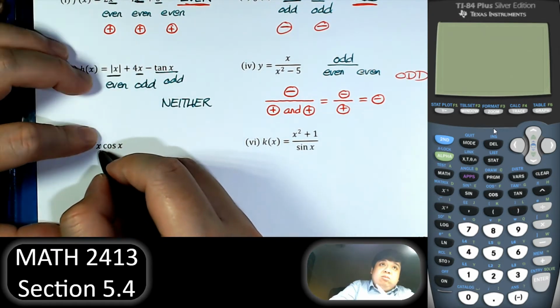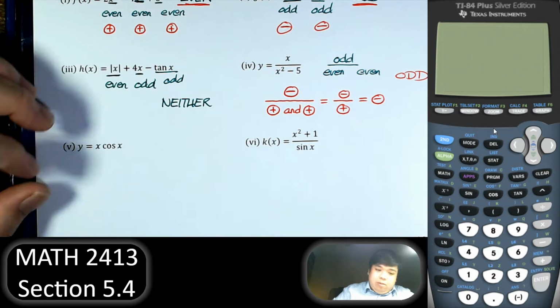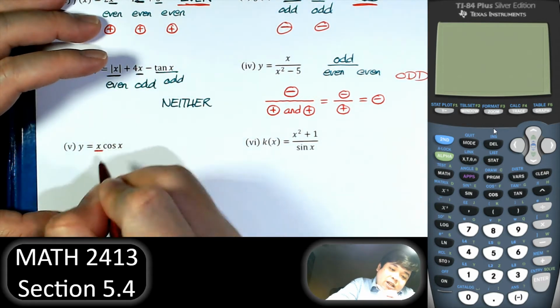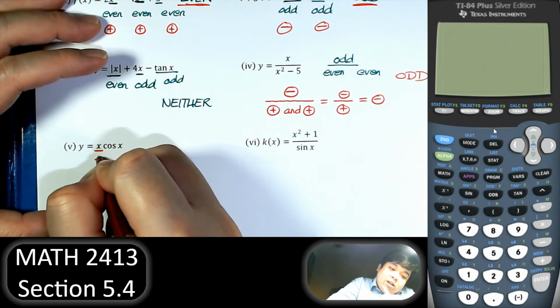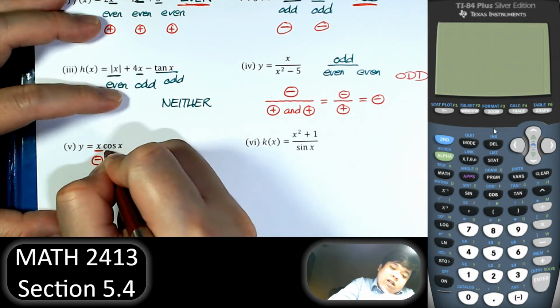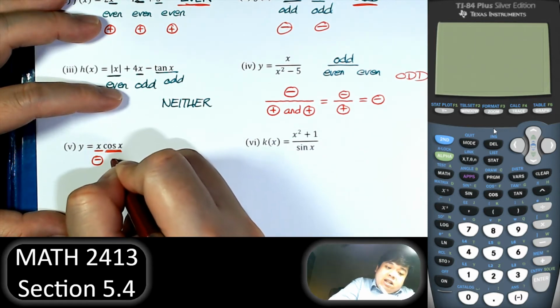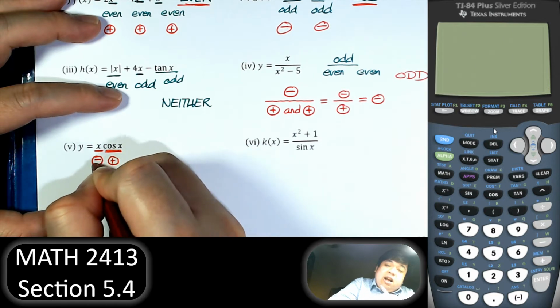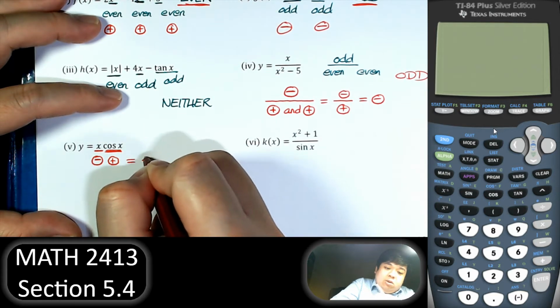X is odd, cosine is even. So we associate the x here is odd, so associate with the minus sign, cosine x, that is even. Negative times positive is negative, so this one is also odd.